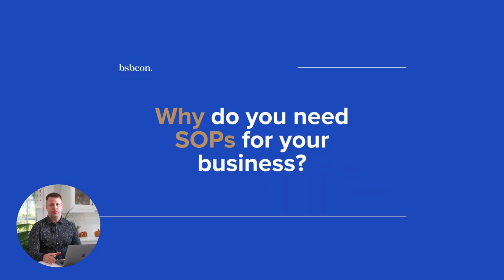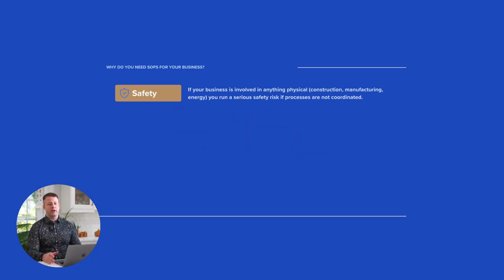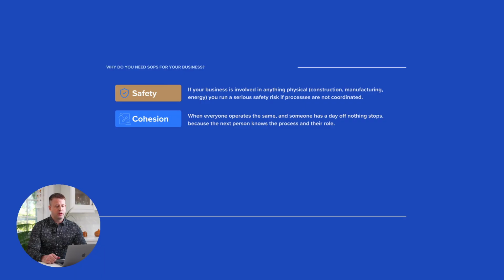Why do you need SOPs for your business? Safety. If your business is in anything physical like construction, manufacturing, energy, you run a serious risk of processes not being coordinated and people potentially getting injured. Cohesion, when everyone operates the same and someone has a day off, nothing stops because the next person knows the process and their role. Scalability, when your processes are coordinated, you can take on more work and actually look organized doing so.